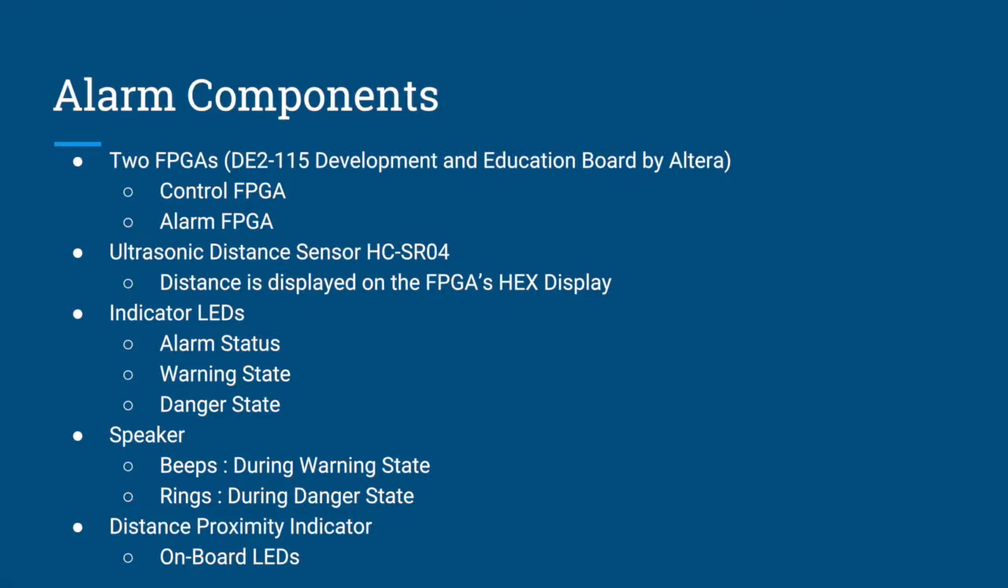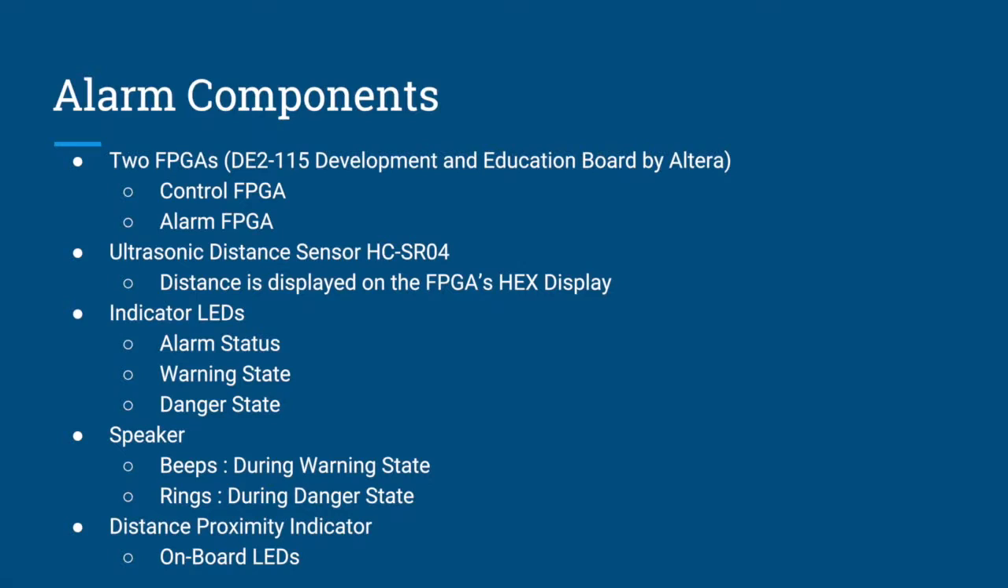The danger state LED must indicate if an object has entered the danger state. Once an object enters the danger state, the LED must start flashing and remain flashing until the alarm is deactivated by the control unit. The speaker must be beeping while an object is within the warning state range. If the object enters the danger state, the speaker must start ringing and it will not turn off until the control unit deactivates the alarm.